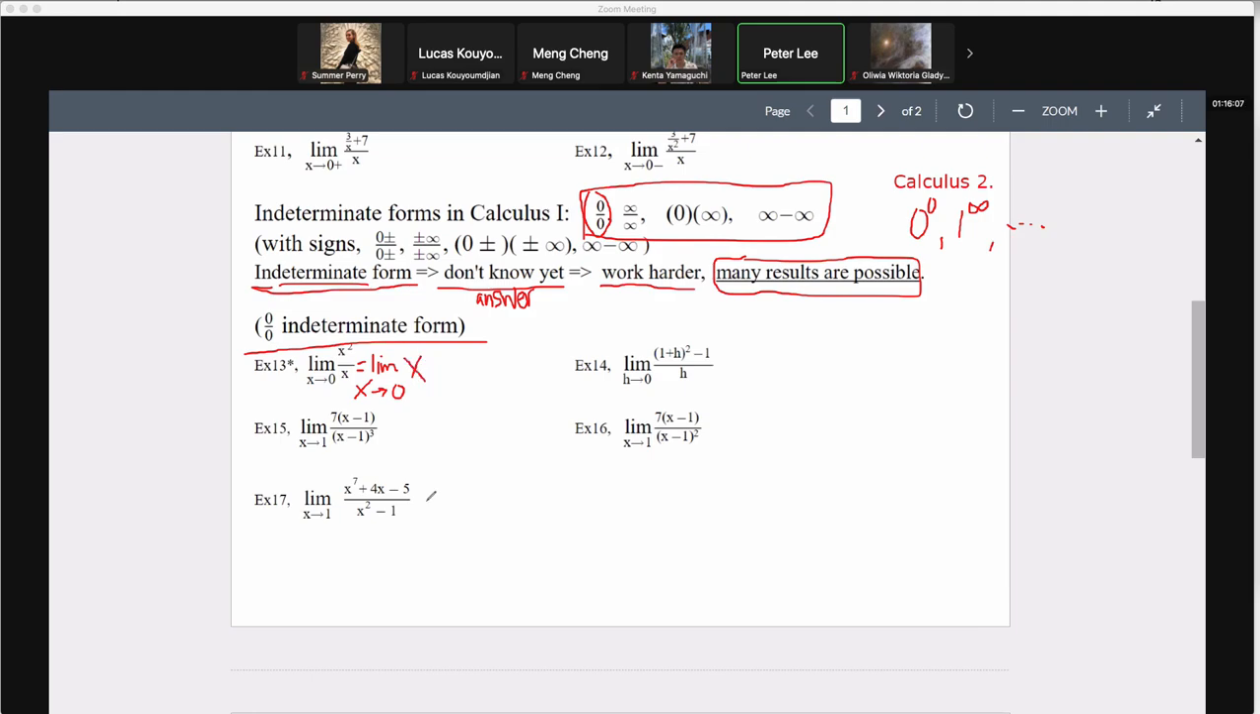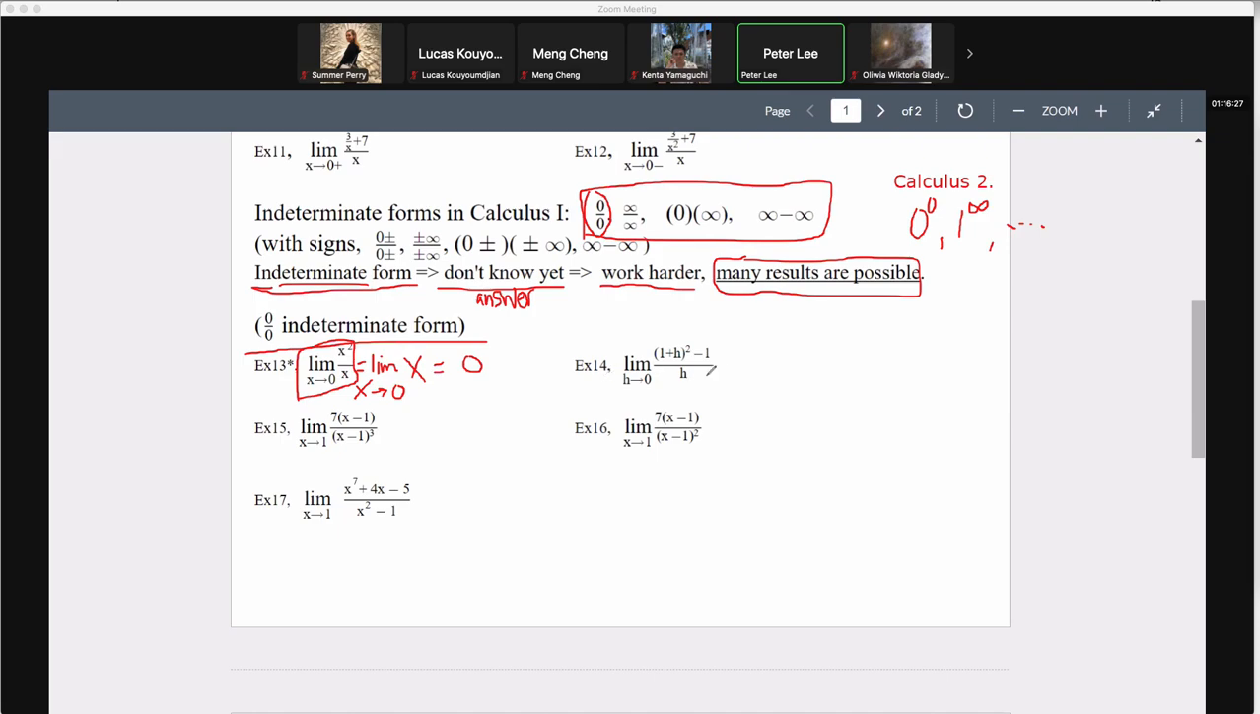So what is the limit of x as x goes to 0? Oh, that is 0. So the answer is 0. Well, you could not plug in x equals 0 initially, but you have to simplify this and you get 0. That is a 0 over 0 form. But in this case, the final answer came out to be 0.